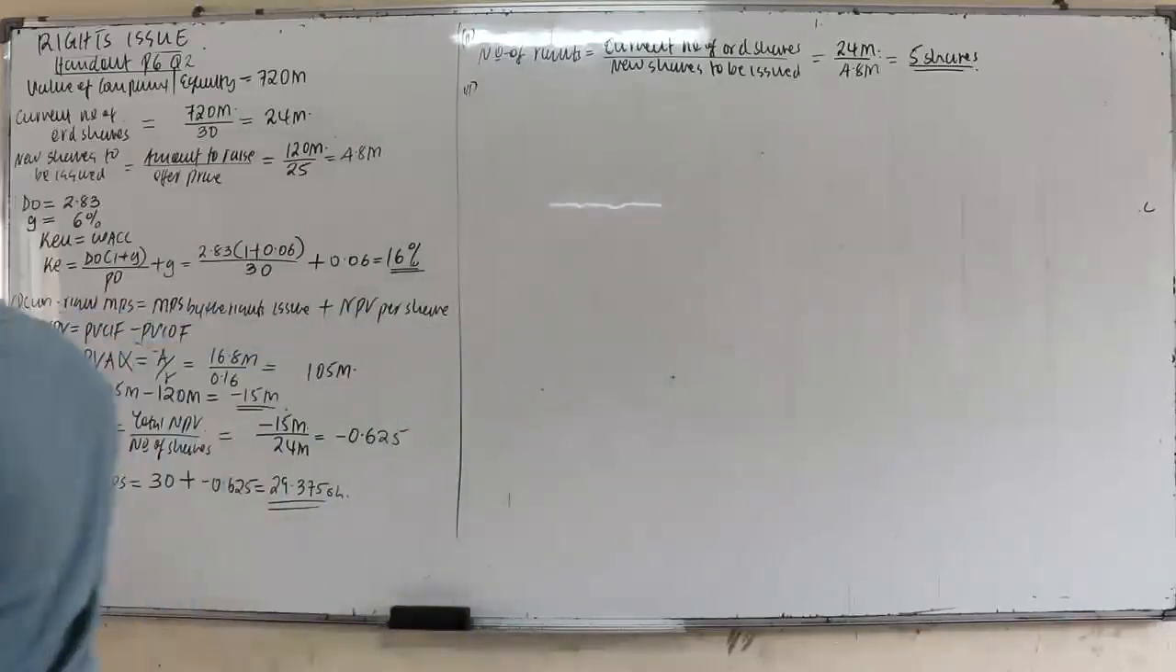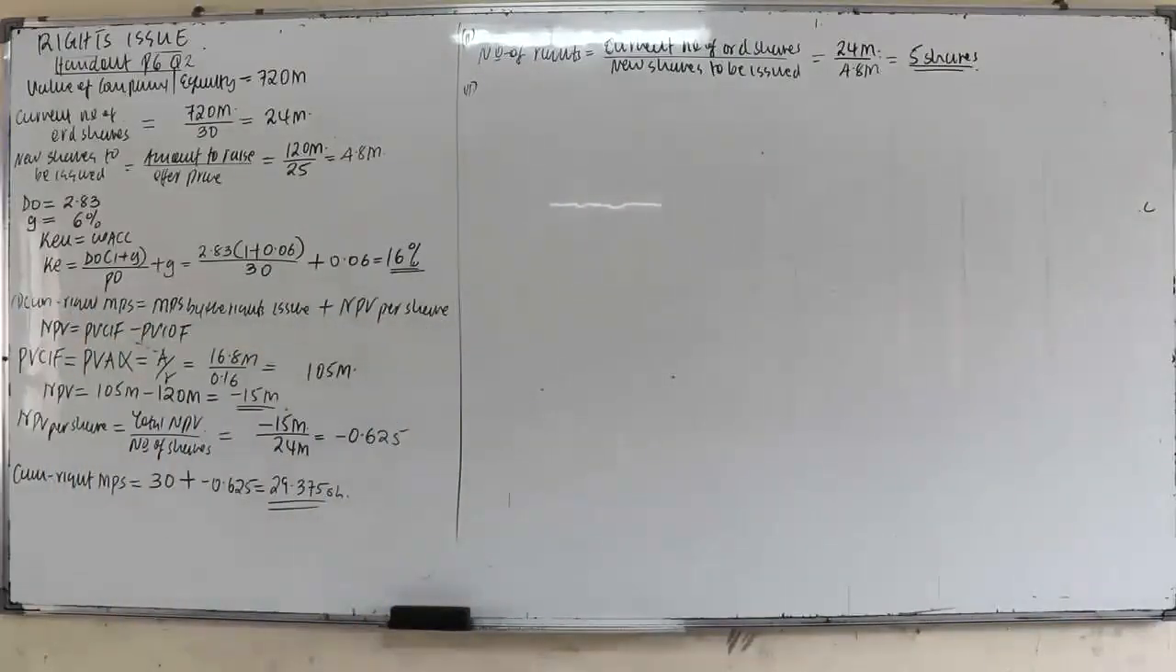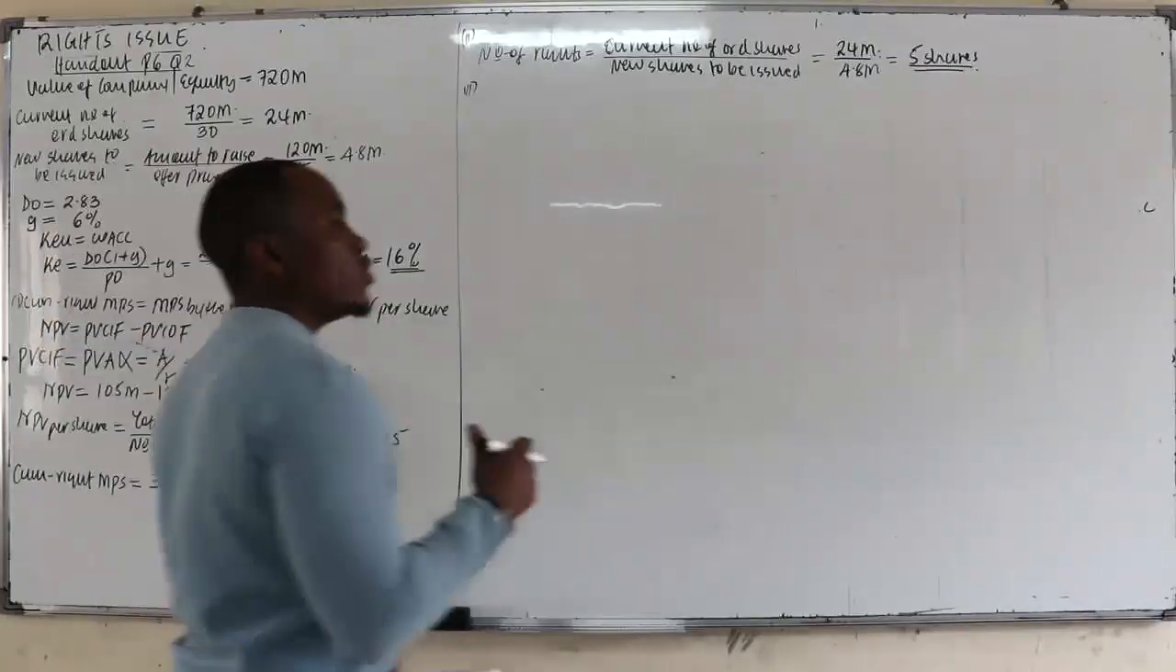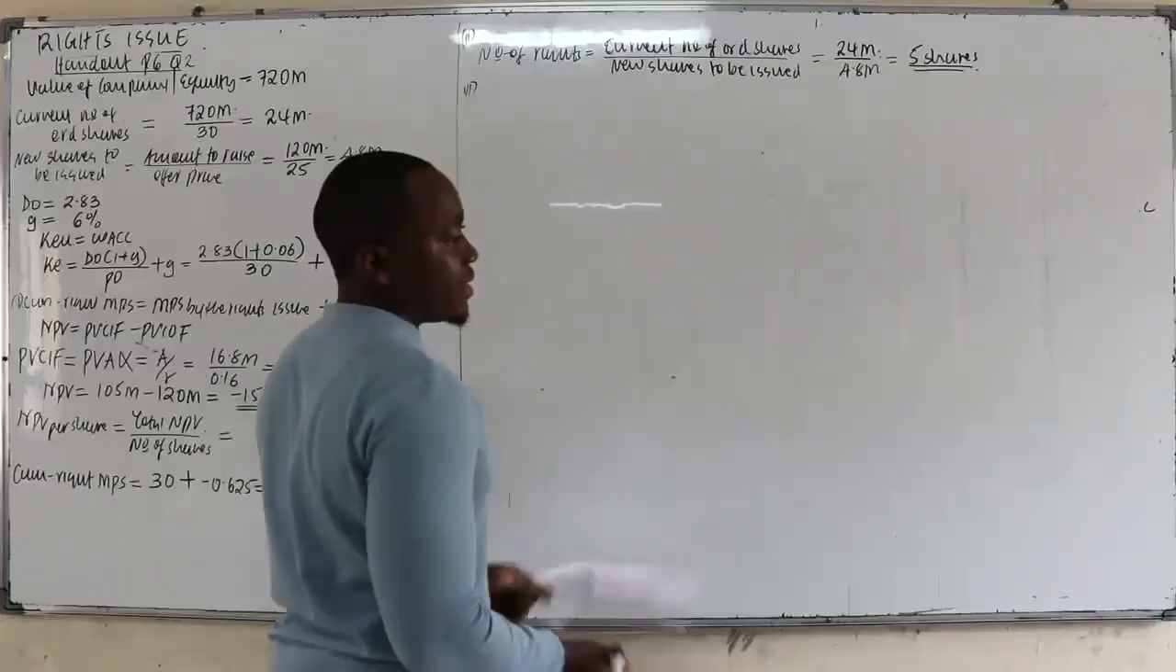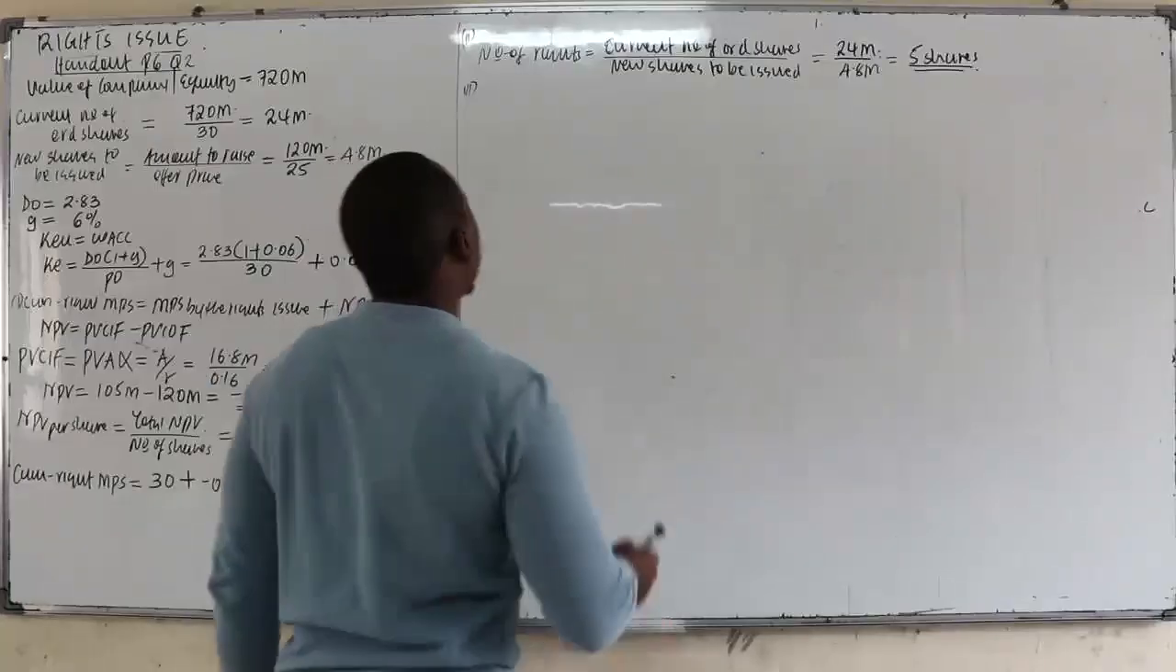Number 3, the theoretical X-rate MPS. So how do you get the theoretical X-rate? Now, the theoretical X-rate is the market price per share after the rights issue has taken place. Since now we have issued more shares, it will affect the market price per share.